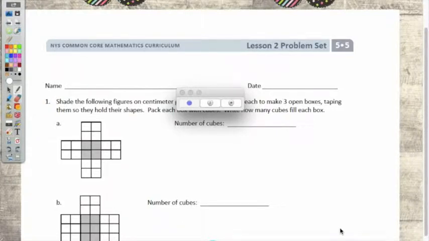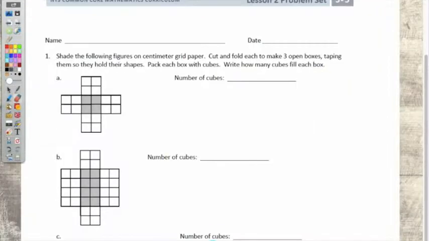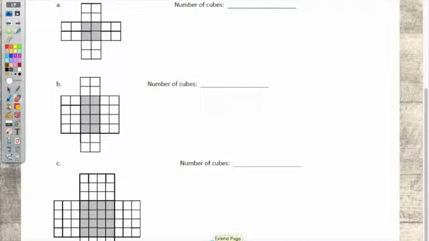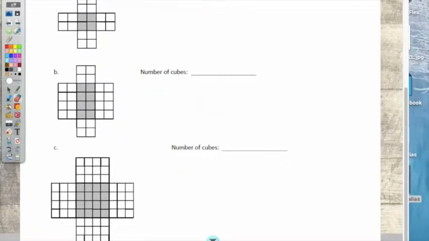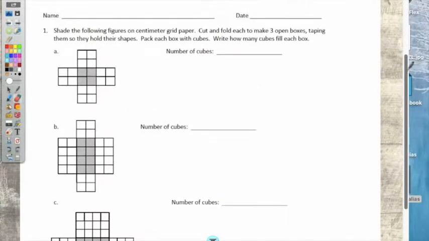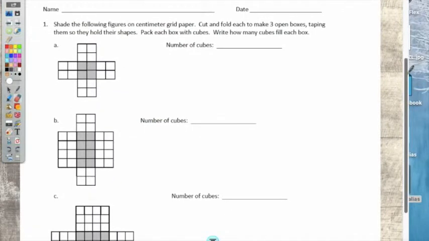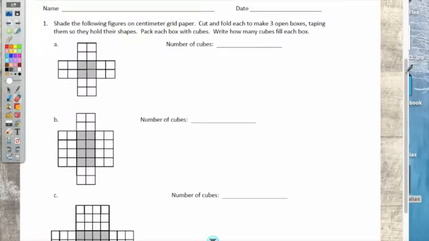Boys and girls, the problem set for lesson 2, these first 3 are actually the ones we did yesterday. Okay? So the directions say, what, Autrey? Read those to us. Shade the following figures on the centimeter grid paper. Cut and fold each to make 3 open boxes, taping them so they hold their shapes. Pack each box with cubes. Write how many cubes fill each box.